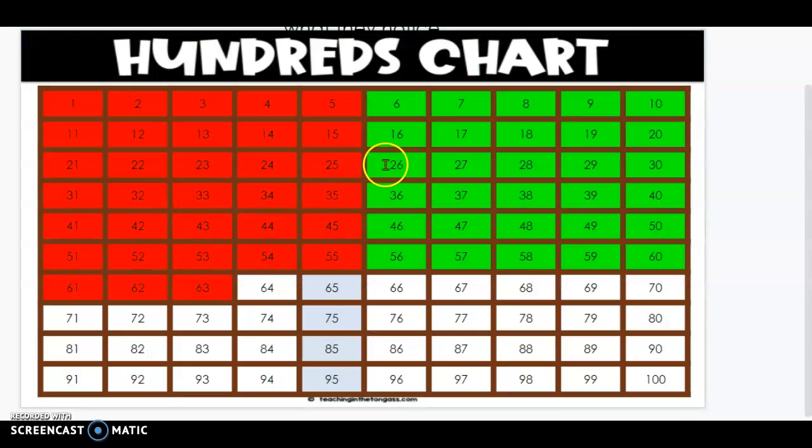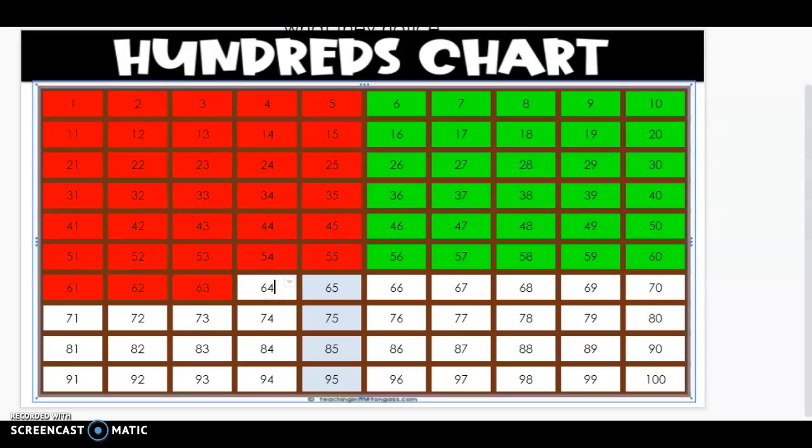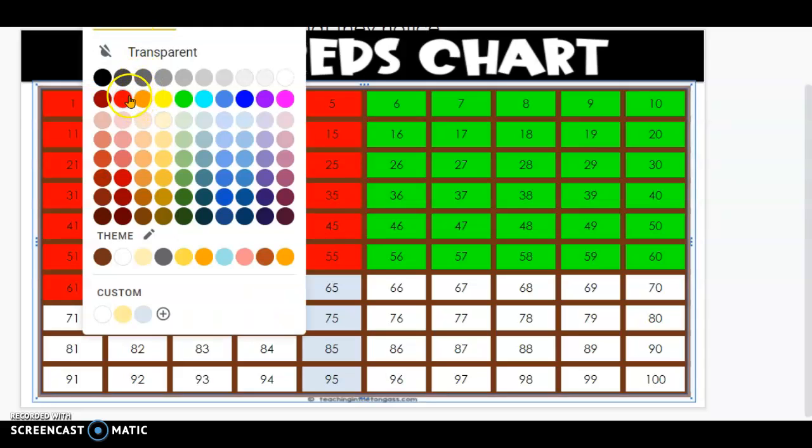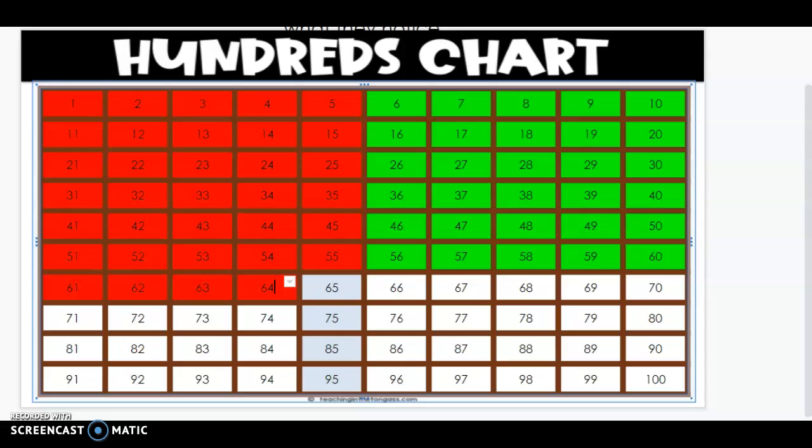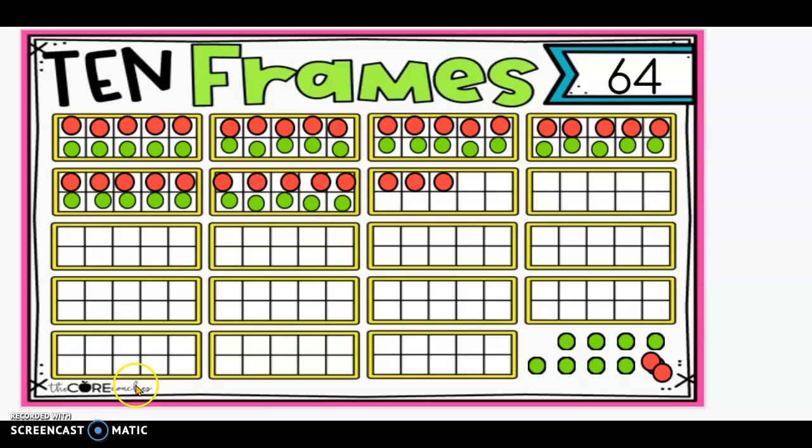Now today is the 64th day of school. Let's fill it in with our paint. And if you know how to count by 5s, you can join me. 5, 10, 15, 20, 25, 30, 35, 40, 45, 50, 55, 60. Now we have to count on. 61, 62, 63, 64. We've been together for 64 days.